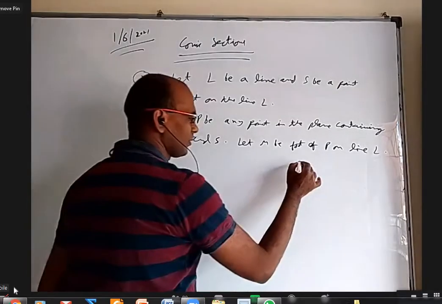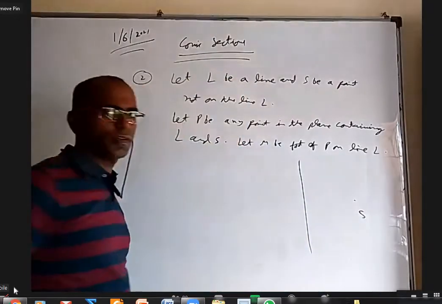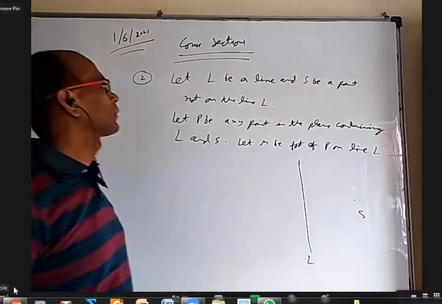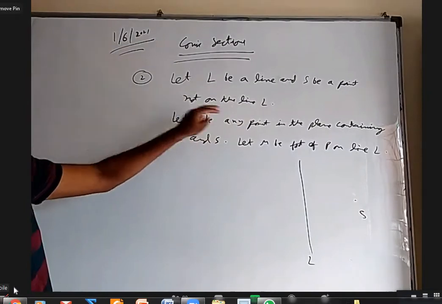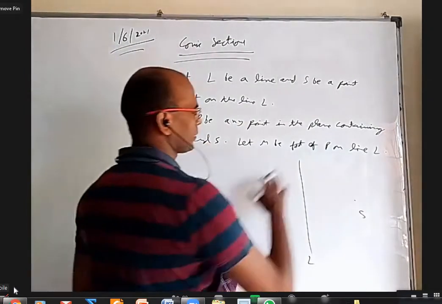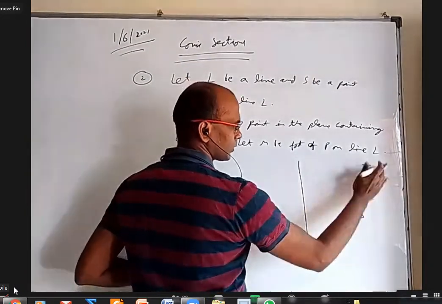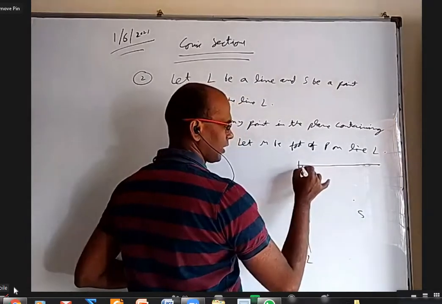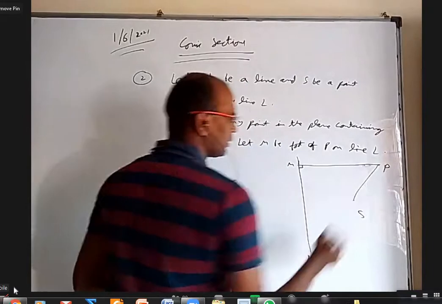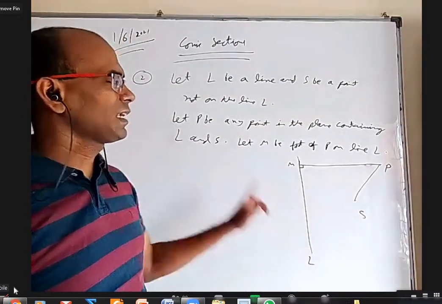Okay, see, I have a fixed line L. I have a fixed point S. They are not variable. L is a fixed line, S is a fixed point. Let L be a line and S be a point not on the line. P be any point in the plane containing L and S. So you can take P somewhere here, anywhere. Find its foot. I'll call it M. P is a variable point. M is also a variable point, but S and L are fixed.